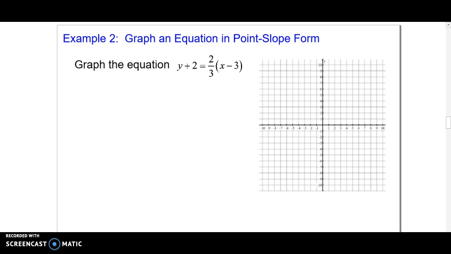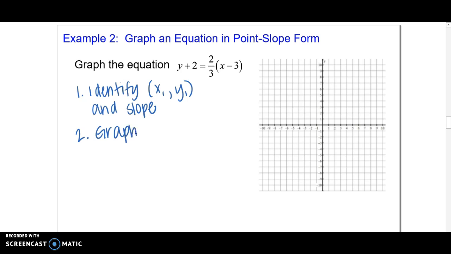All right, so being able to graph, we kind of already went over this. So we need to, number one, identify your point and the slope. And then we would graph the point. And then graph using slope.